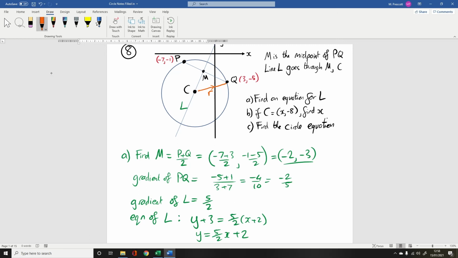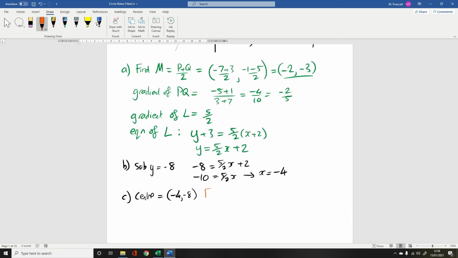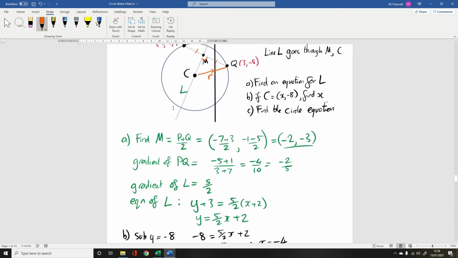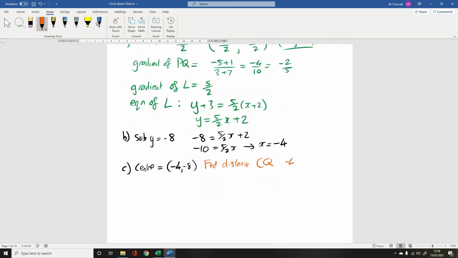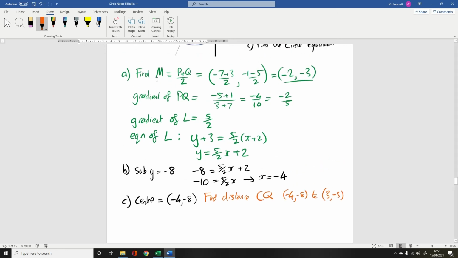So we could use Pythagoras to do that because we know that a chord, if it's a bisector, which it is because it's a midpoint, meets at a right angle, so we can use Pythagoras with those two lines. In fact, I don't actually think we even need to do that, do we now? Because we can just go the distance from C to Q. So we're going to find the distance from C to Q. C is -4, minus 8, and Q is 3, minus 5. It is 3, minus 5, isn't it? Yep.